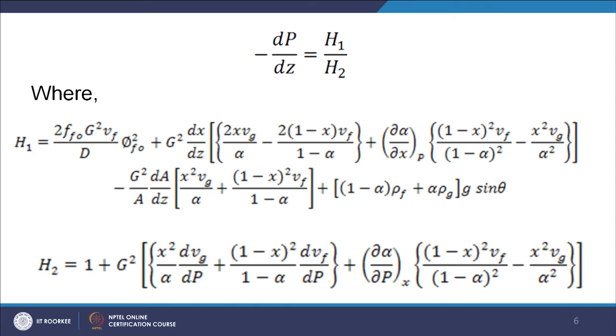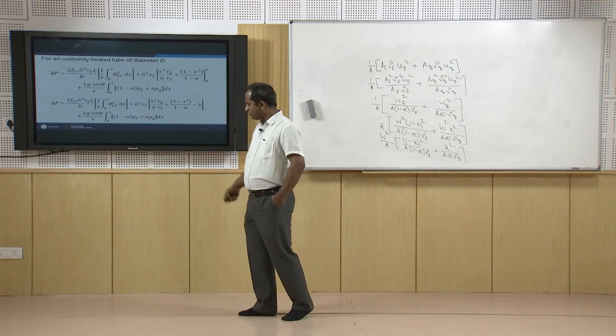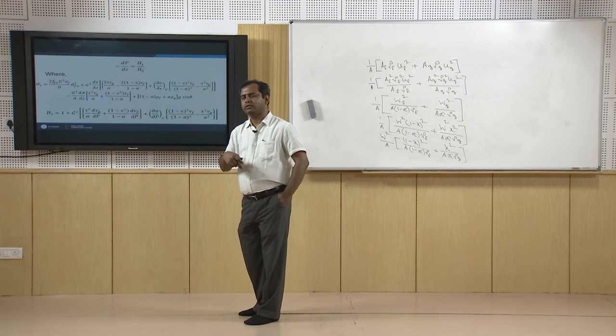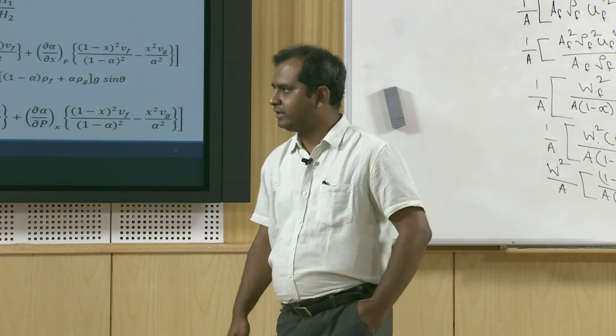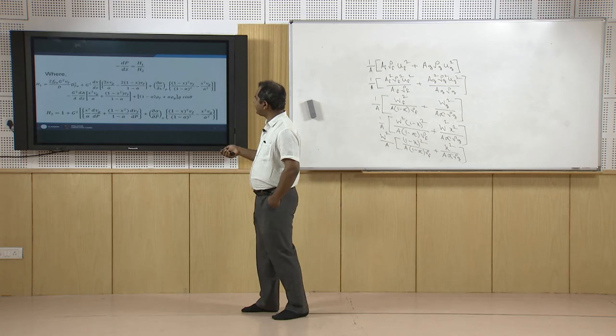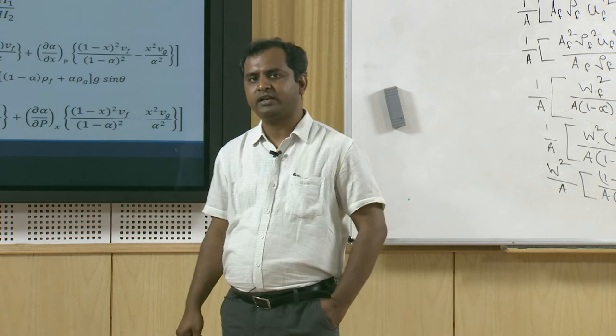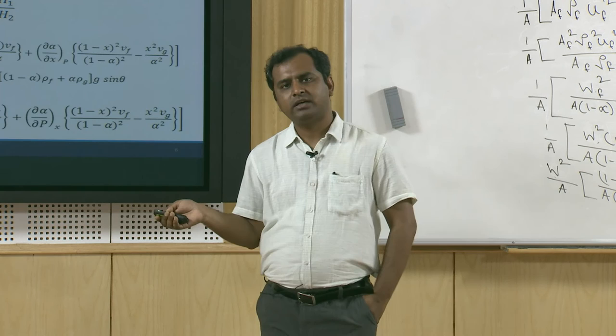Right. Next, let us try to see what happens if we go for a uniformly heated tube of diameter d. From this expression, we will try to find out the pressure drop for a finite amount of length whenever heat is given from the periphery. Before coming over here, I will show you that in H2, this term is equal or nearly equal to 0 for most of the liquids we have in reality, like water, air and all these things. So, whenever we derive the pressure drop in a heated tube, we have neglected this term. So, H2 becomes 1.